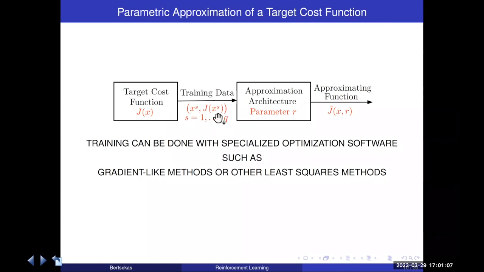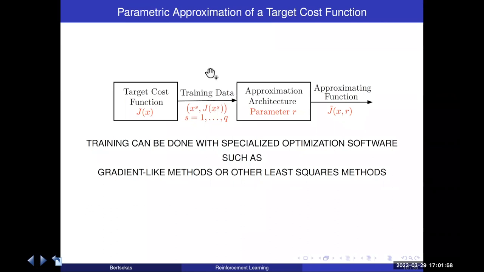We have all this training data, and then we pass it through an approximation architecture, and we massage this parameter through some algorithm so that the output, the approximating function, matches the input. In other words, what this approximating function does when specialized to these states gives you similar output as this J here. This is done by some kind of regression, least squares, and so on. Specialized optimization software, gradient type methods that I'm going to discuss, and also other types of least squares methods. So we have a target and we want to match an approximation to the target by using training.